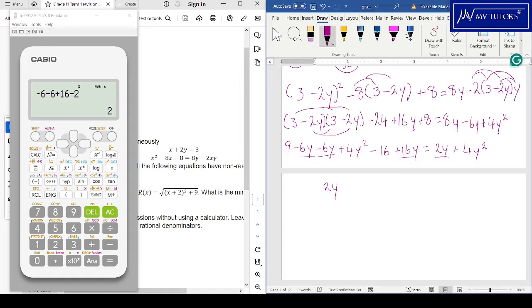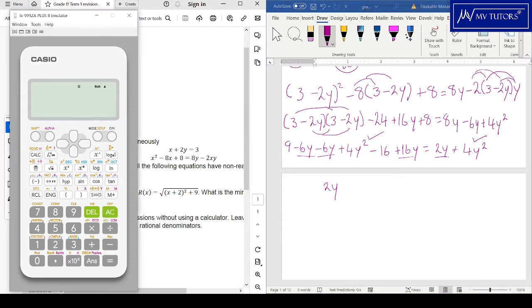Now, if I look at the y squared, I have this one and that one. So if I bring this one to the other side, they cancel each other. That's 0. Okay, now let me look at the numbers.